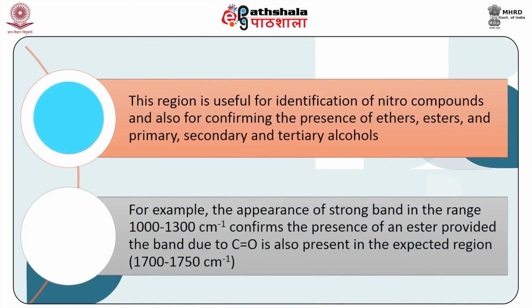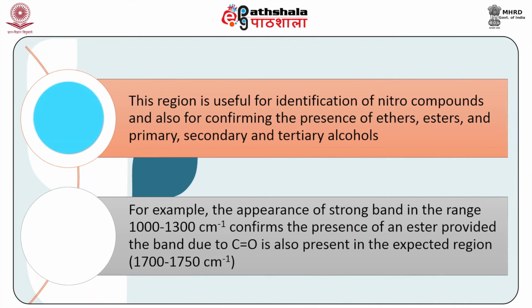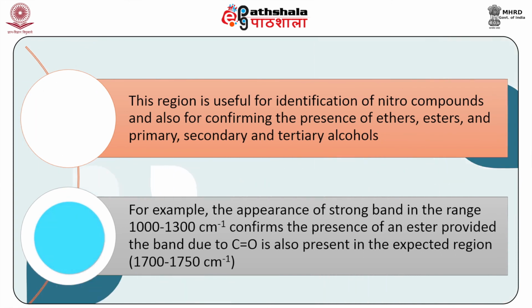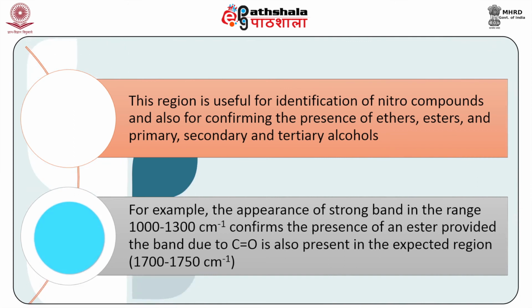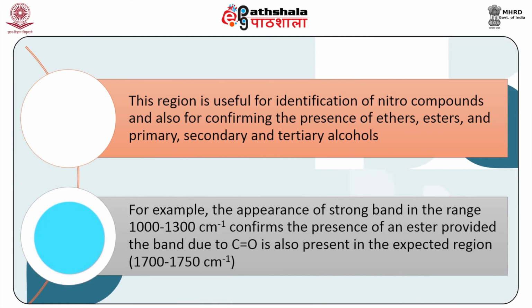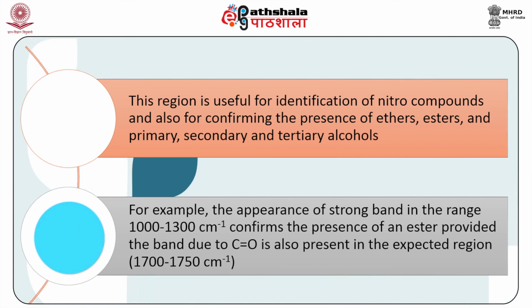Absorptions in the region of 1000 to 1600 cm⁻¹. This region is useful for identification of nitro compounds and also for confirming the presence of ethers, esters and primary, secondary and tertiary alcohols. For example, the appearance of a strong band in the region of 1000 to 1300 cm⁻¹ confirms the presence of an ester, provided the band due to carbonyl is present in the expected region, that is 1700 to 1750 cm⁻¹.